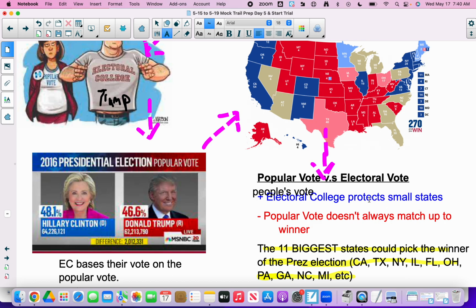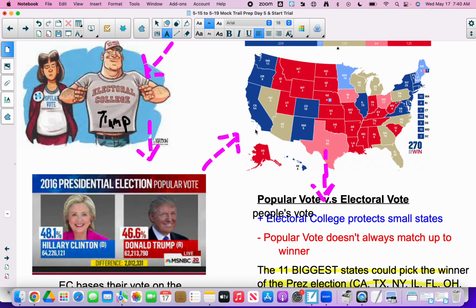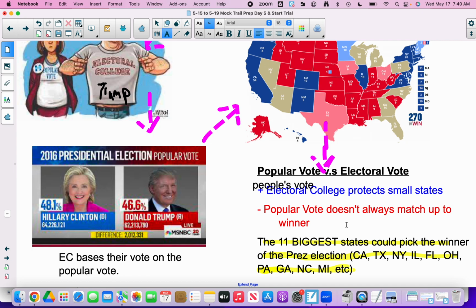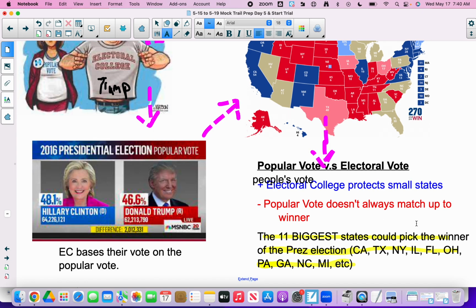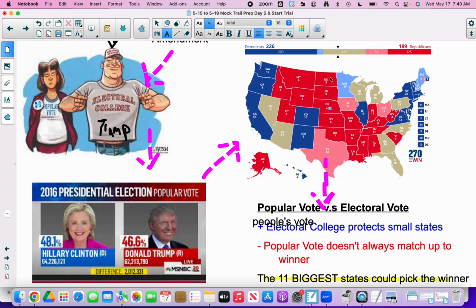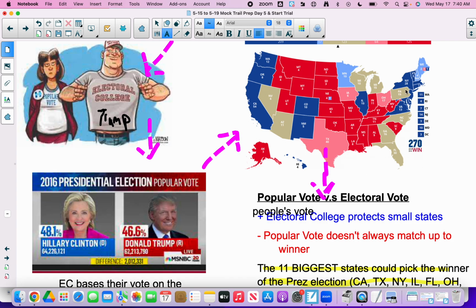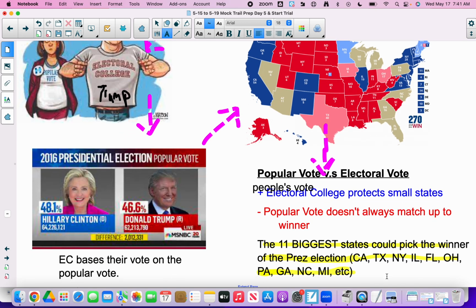The Electoral College protects the smaller states, ensuring that they are not overpowered by the Californias and the Texases with many, many people. And we need to remember that the popular vote does not always match up to the biggest winner. Finally, a fun fact is that the 11 biggest states in population, California, Texas, New York, Florida, Illinois, Pennsylvania, Ohio, Michigan, Georgia, North Carolina, the biggest states, kiddos, the 11 biggest, could all vote for the same president and win the election, and the 39 other states could vote opposite and it wouldn't matter. And that is because, again, of this Electoral College and how many people live there.